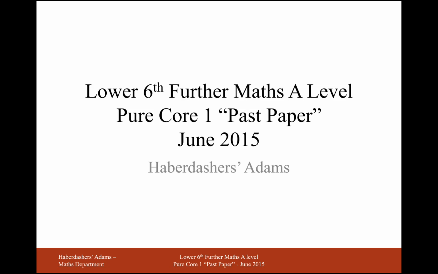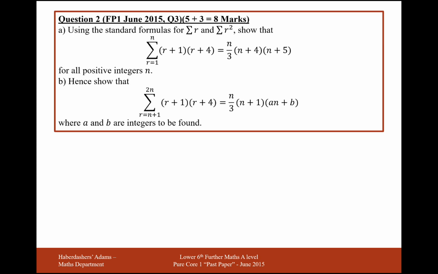Hello there, and welcome to Lower 6 Further Maths A-Level Pure Core 1 Past Paper, June 2015. That's question 2, and it's a series question. Use the standard formulas for the sum of r and the sum of r squared to show that the sum of (r+1)(r+4) is equal to this expression here.